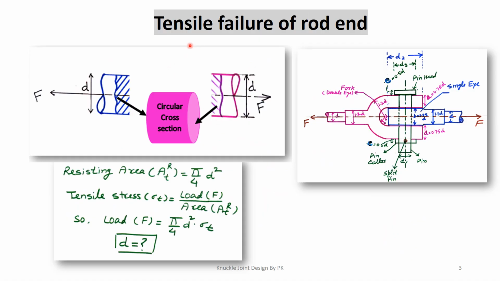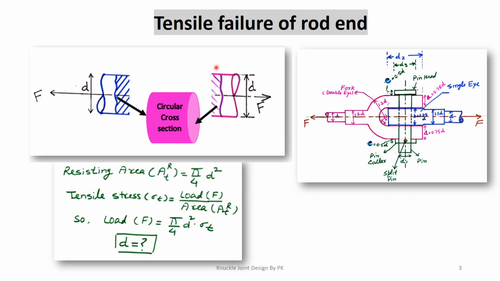So here first we discuss the tensile failure of the rod end. This is the knuckle joint, and on this knuckle joint we are applying a tensile force F. So we have to first find this diameter D and this diameter D. These two diameters are the same, and it is a similar case to a cylindrical rod on which we apply a tensile force. So when we apply a tensile force, this rod will fail in tensile mode. So let us discuss it here in detail.